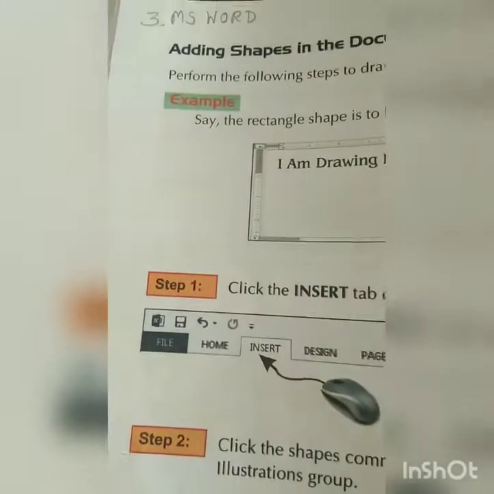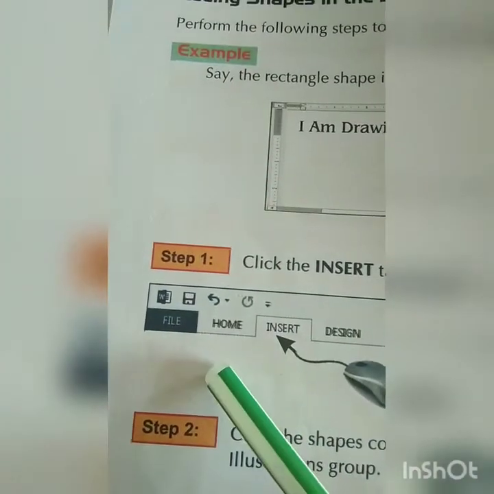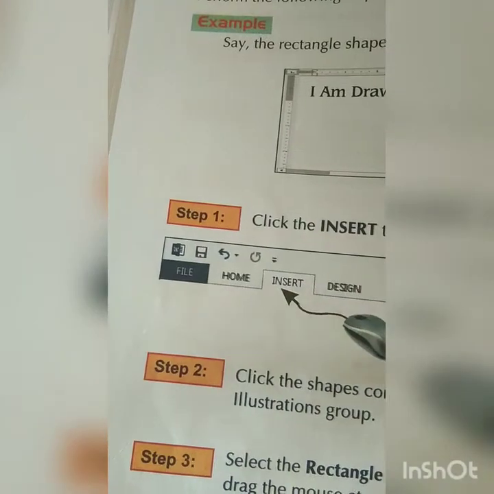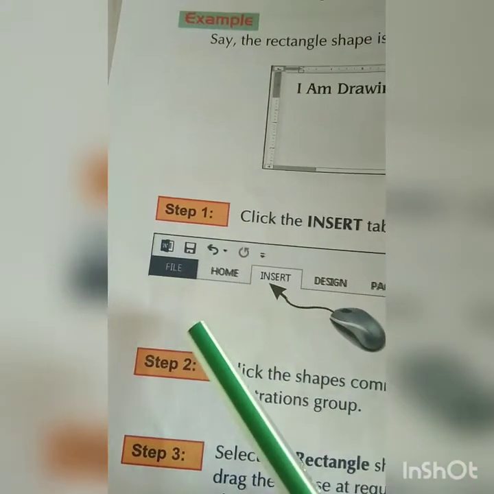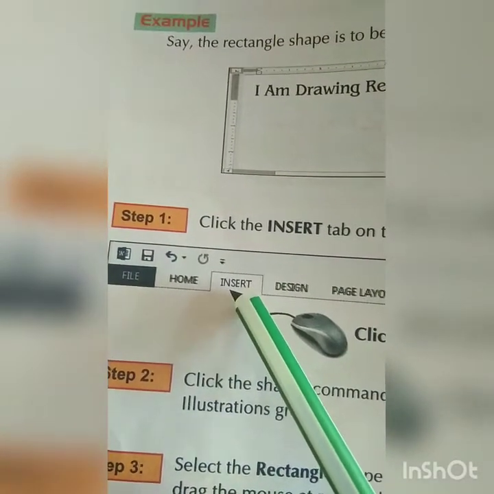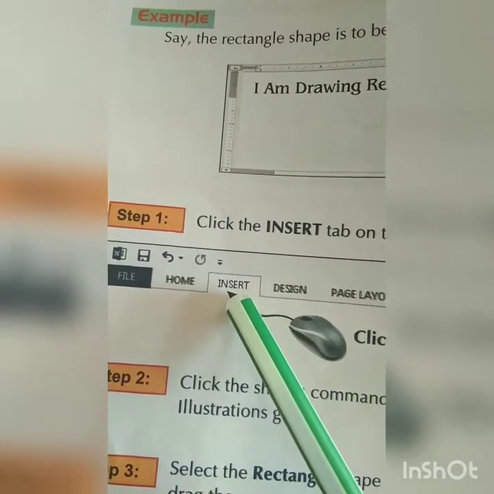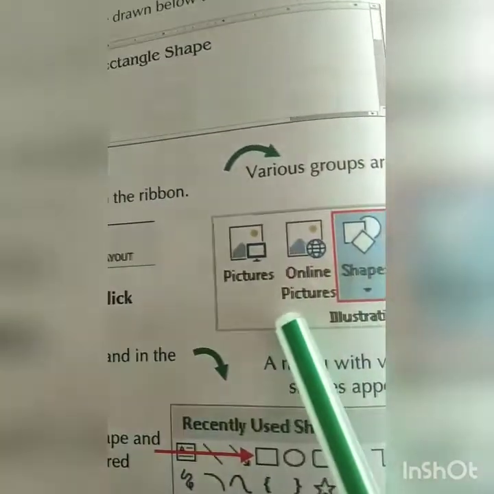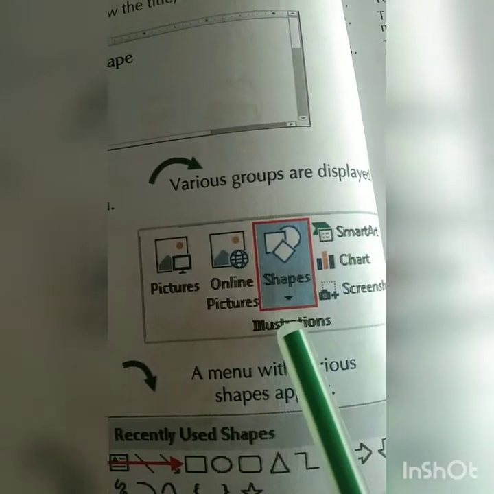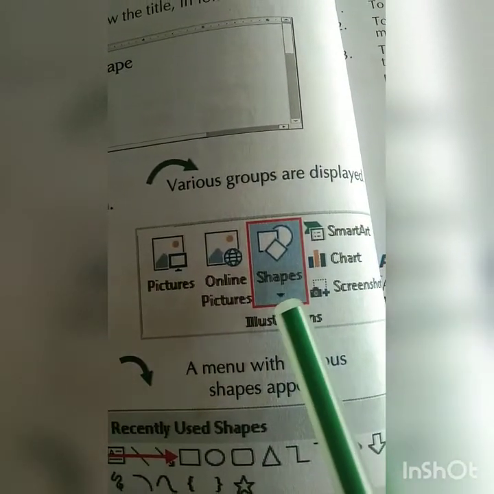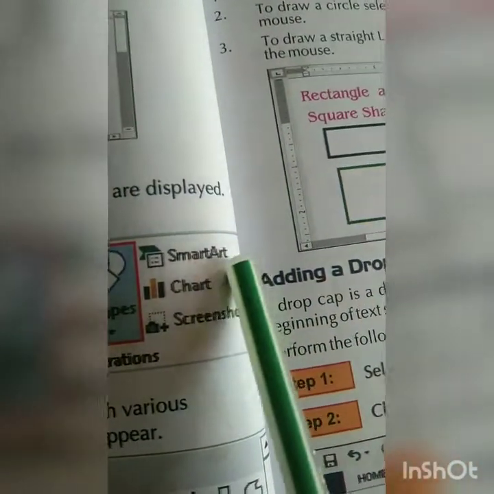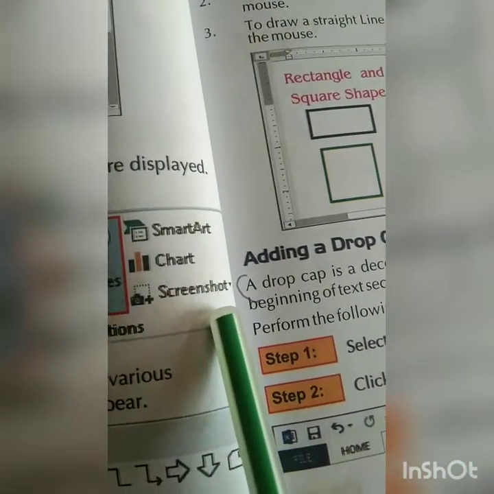When you open the program window of MS Word, you will get one option, that is Insert. When you click this Insert button with the help of the mouse, you will see a few options, for example, pictures, online pictures, shapes. See, a triangle is given. When you click on this triangle, you will be able to see more shapes, and others like SmartArt, chart or screenshot.